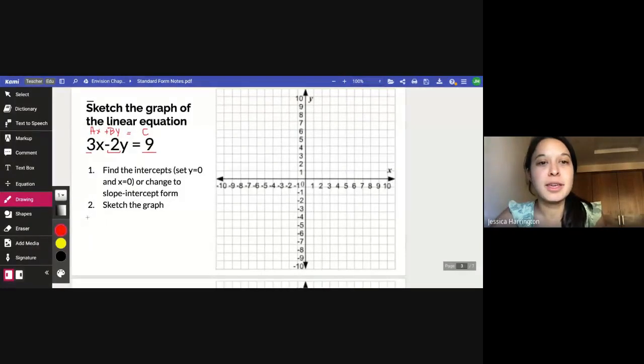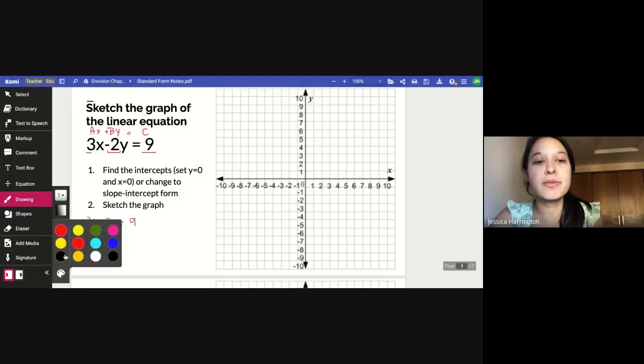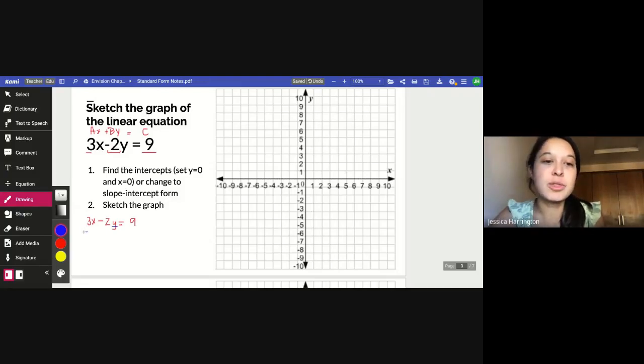So let's say I have 3x minus 2y equals 9. We're rearranging an equation here. If I want to put this in slope intercept form, I need y to be by himself. So I'm going to start with moving this 3x to the other side. If I want the 3x to the other side, I take away 3x. That goes away. Take away 3x over here. Now I have negative 2y.